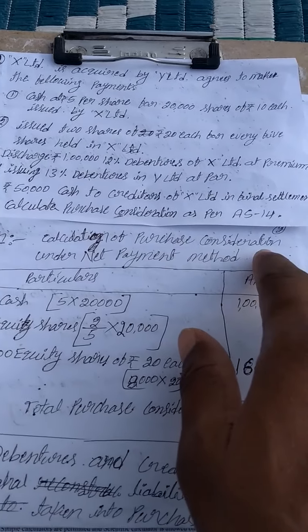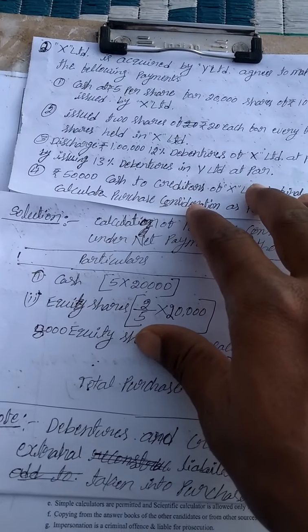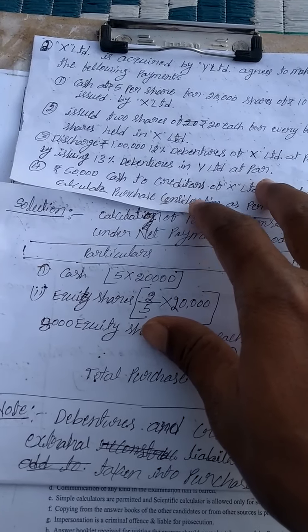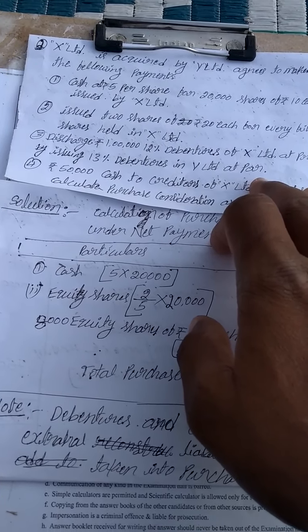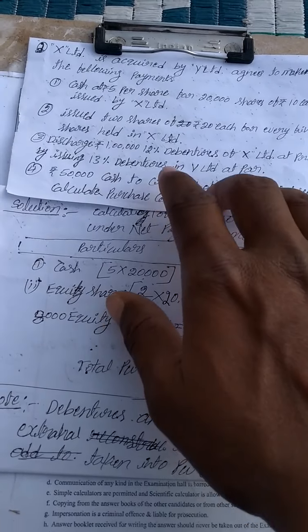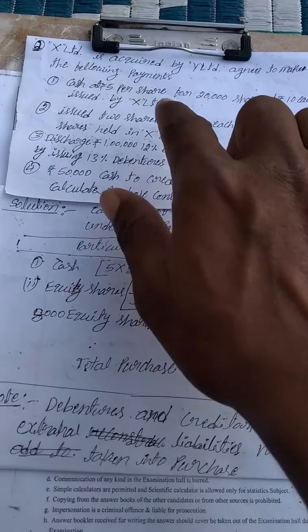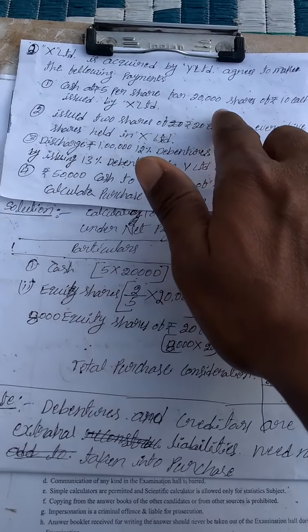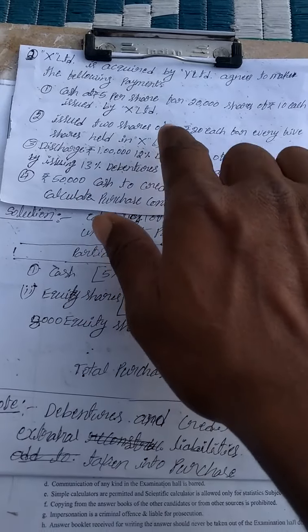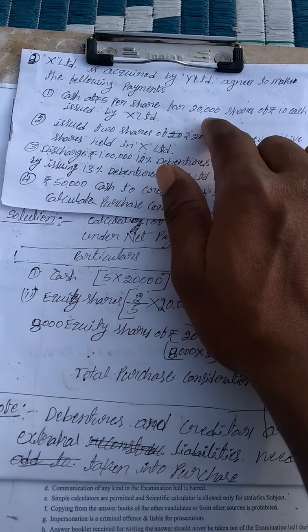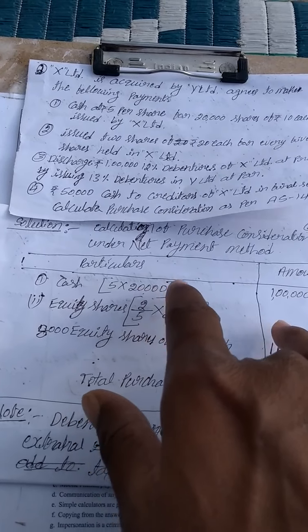Now come to the solution part. Calculation of purchase consideration under the net payment method, particulars and amount. Here cash we are going to pay at 5 per share for 20,000 shares. 5 into 20,000, 1 lakh.